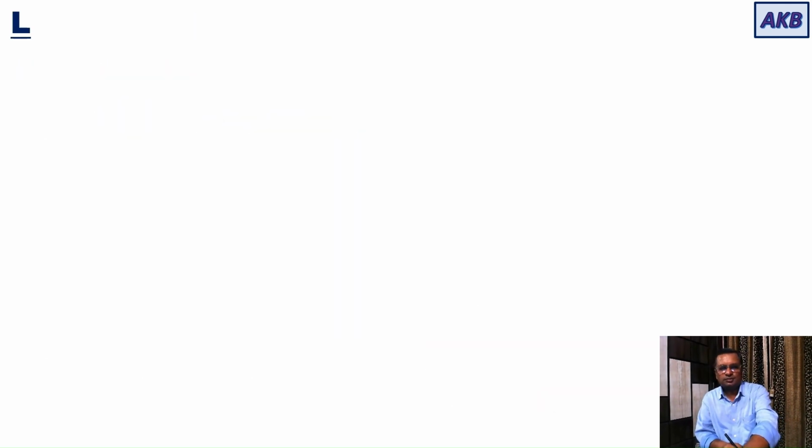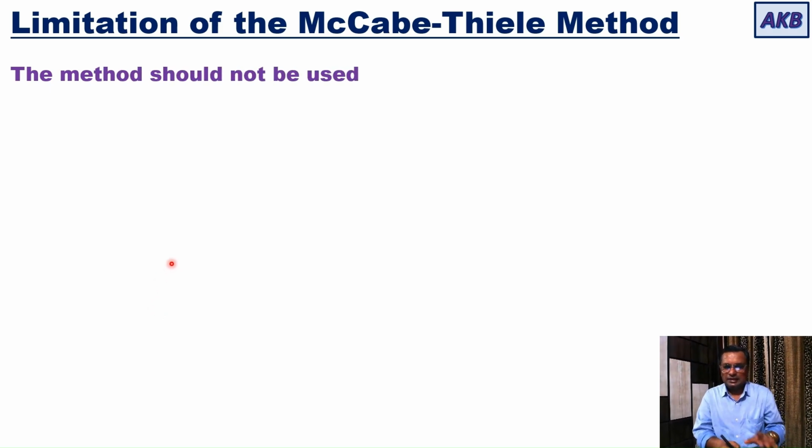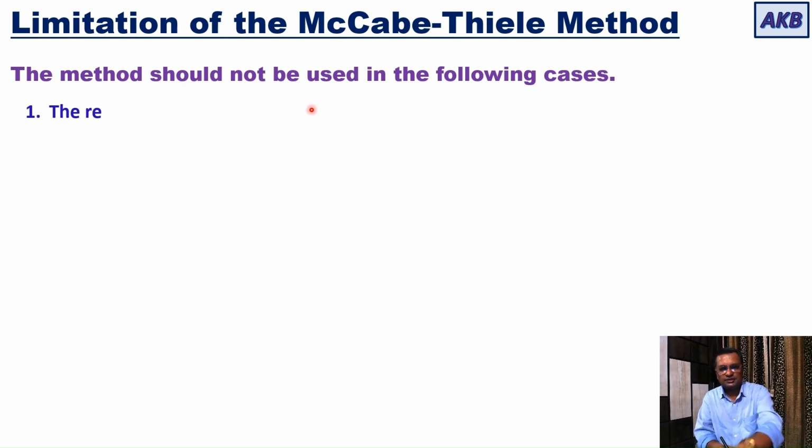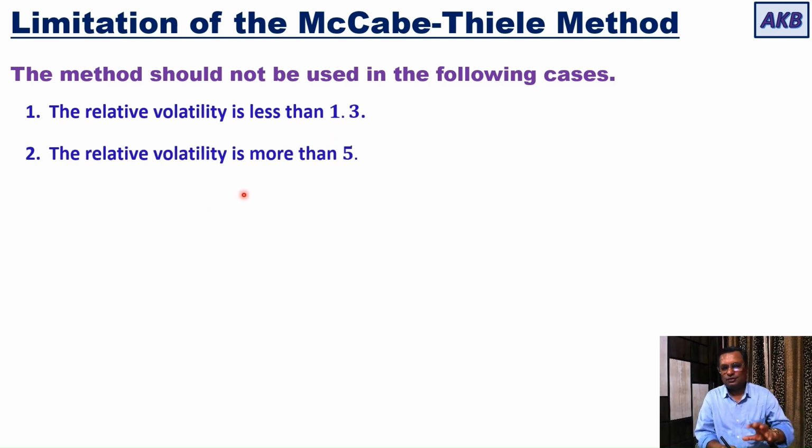The other thing in this particular video is the limitations. Let us understand what the limitations of the McCabe-Thiele method are. First, the method should not be used in the following cases. You cannot use this method when the relative volatility is less than 1.3. If the relative volatility for the system is less than 1.3, don't use the McCabe-Thiele method. The relative volatility is more than 5. If the relative volatility of the system is more than 5, don't use the McCabe-Thiele method.